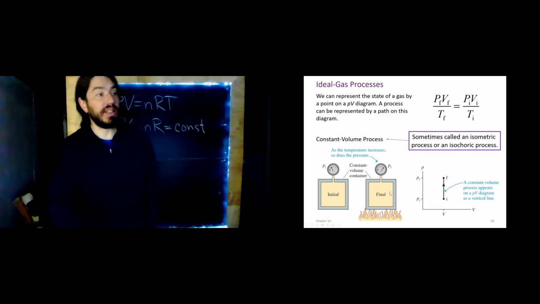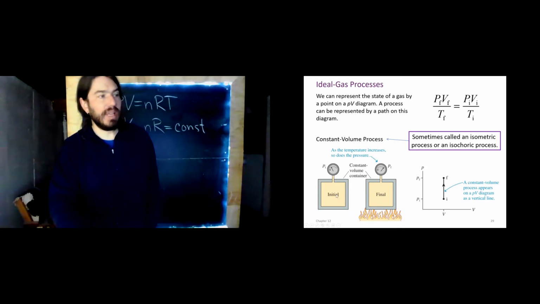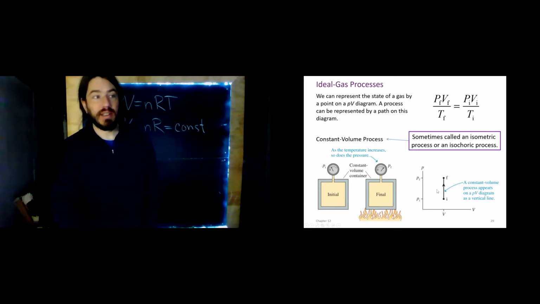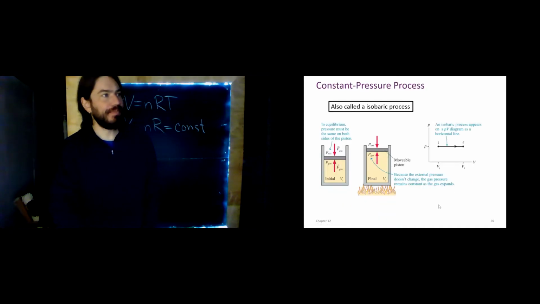An example of this process might be shown here. I have some gas at some initial lower pressure. I add some heat, the pressure goes up. That's an isometric process, and you can see that it is a vertical line on our PV diagram. We could also have a horizontal line on our PV diagram. In this case, we're moving from some lower volume to some higher final volume at a constant pressure.